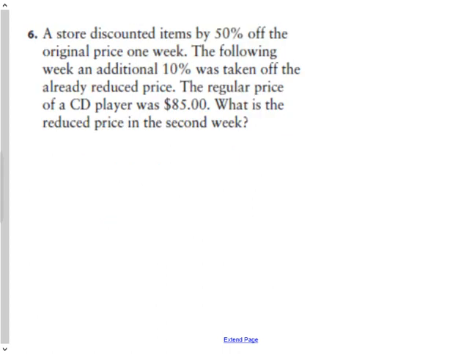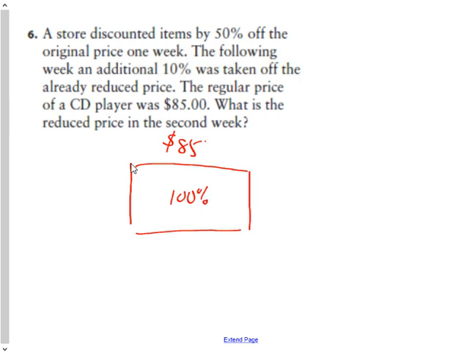Question 6 said a store discounted items by 50% off the original price in week 1. And the following week, an additional 10% was taken off the already reduced price. The regular price was $85. What's the reduced price? So if we think about this as being the $85 item, this is 100% of the item, right? So if I take off 50% from that price, I'm left with 50% as the cost.